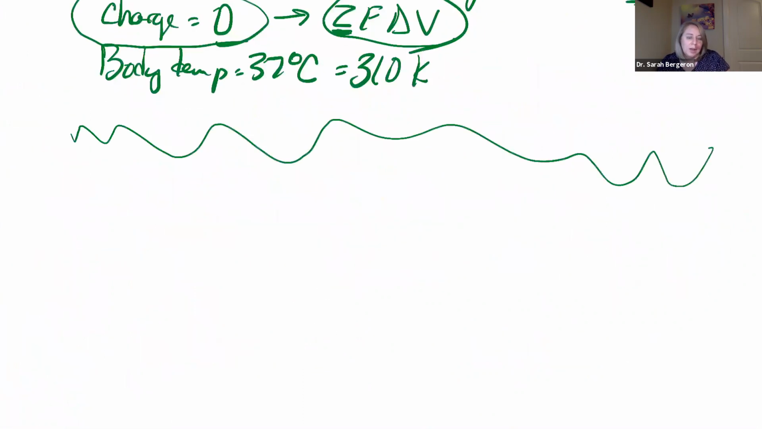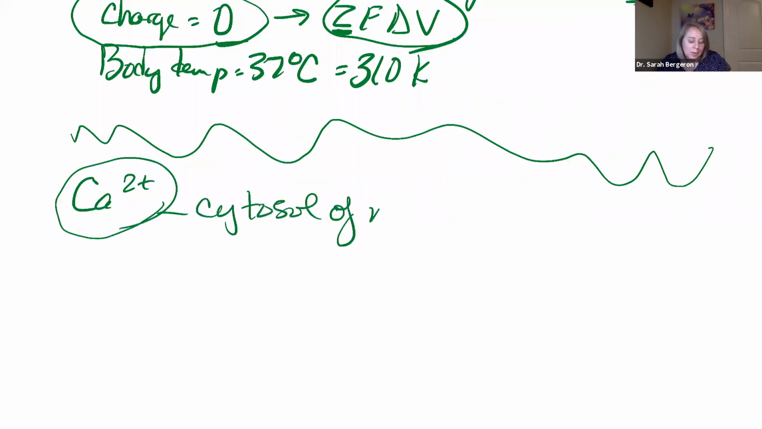Let's do the movement of calcium 2+, right? And this ion transport is super important in muscle cells. So if you have calcium ions in the cytosol of a muscle, what you want to do is move that calcium from the cytosol to the inside of the membrane-bound organelle called the sarcoplasmic reticulum. We'll talk more about this later, but it's super critical for muscle contraction for the calcium ion to go from the cytosol inside the sarcoplasmic reticulum, okay?